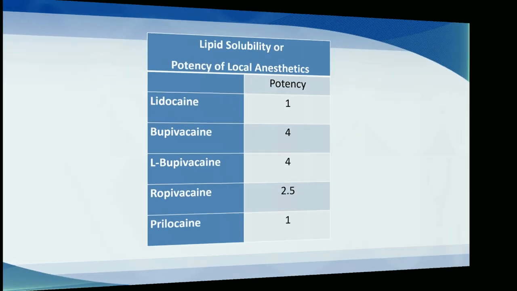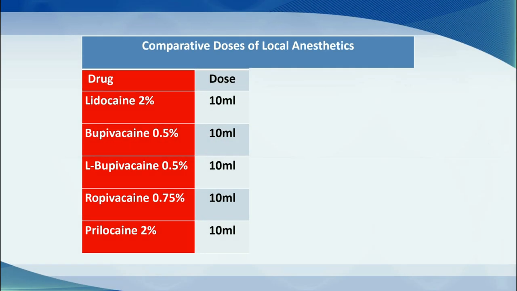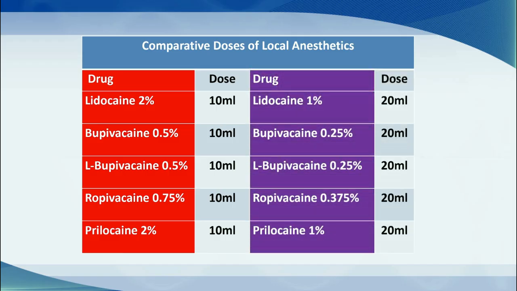But what's quite helpful is the way that the drug companies have provided us with these agents in 10 ml ampules. And the equivalent dose of, for example, 2% lidocaine in 10 ml is 0.5% bupivacaine, 0.5% levobupivacaine, 0.75% ropivacaine, and 2% prilocaine, all in 10 ml. If you use the dilute versions of these drugs, the equipotent dose, for example, for 1% lidocaine is 20 ml, for 0.25% bupivacaine is 20 ml, and for ropivacaine 0.375% is 20 ml.